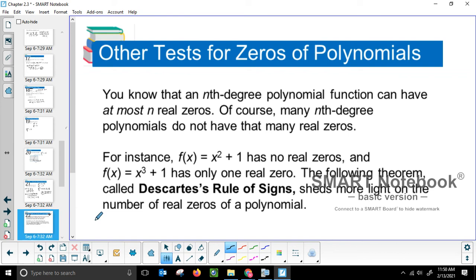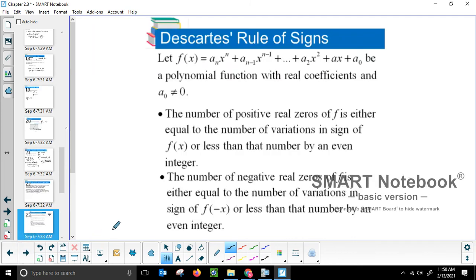The following theorem, called Descartes' rule of signs, sheds more light on the number of real zeros of a polynomial. Again, don't let this up here mess with you. That's just a standard form of a polynomial function. It does let us know that to use Descartes' rule of signs, we have to have a constant term at the end, like plus 5 or minus 2. We can't end with a 2x, for example.